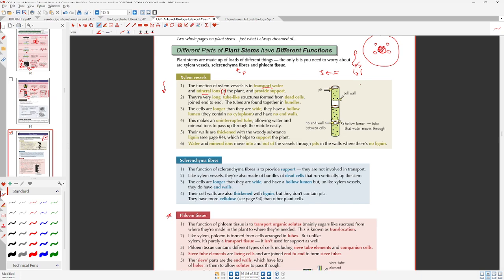So it makes sense that cell walls are made out of lignin, because you don't want water exiting except through the pits. They're very long tube-like structures made from dead cells joined end to end. Tubes are found in bundles, as in you're going to have another, and another, all grouped together. Lots of tubes together going down.